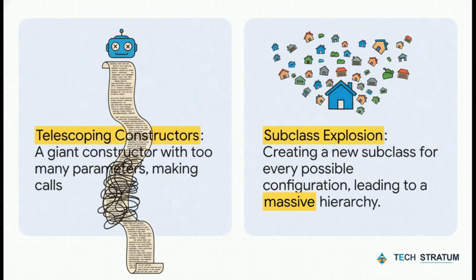So what happens is, you're stuck between a rock and a hard place, forced to make one of two bad choices. On one hand, you've got that monster telescoping constructor. On the other hand, you might try to create a separate subclass for every single variation. A read-only database connection, a read-write connection, a connection with custom pooling. You get the idea. And that leads to this massive explosion of classes that just clutters up your whole project. Neither one is a good path forward.